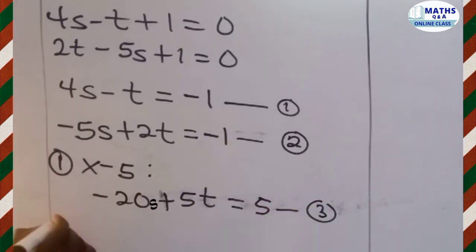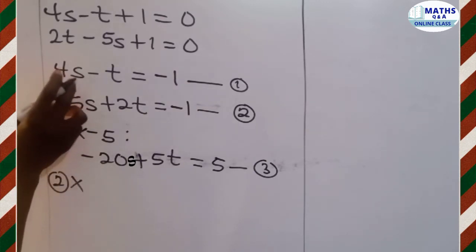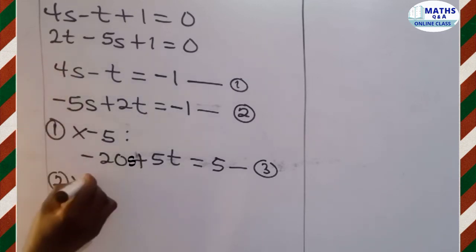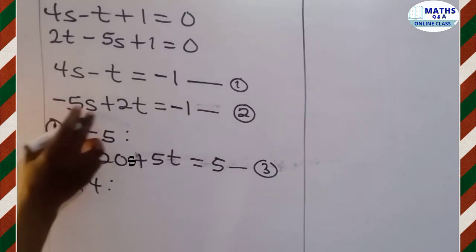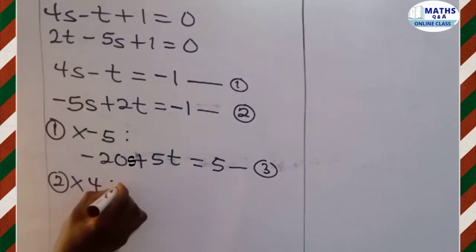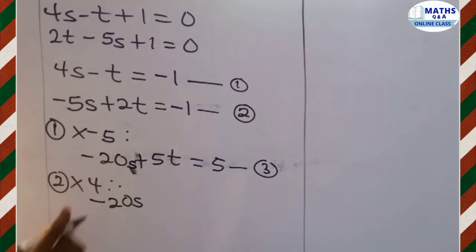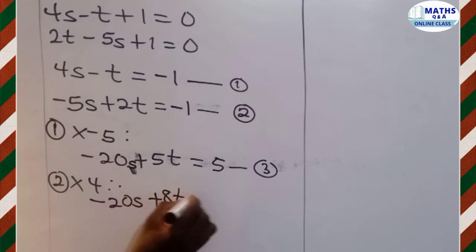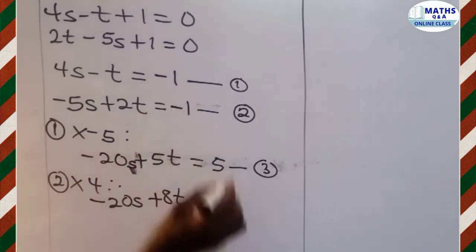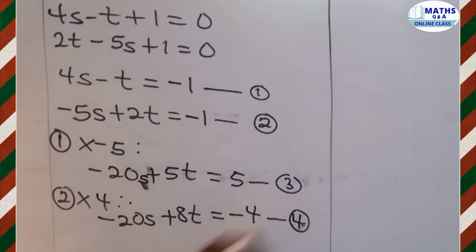We come to equation 2. The number multiplying the s in equation 1 is 4, so we take 4 and multiply it by equation 2. Now 4 multiplying negative 5s will give us negative 20s, followed by 4 multiplying 2t, which will be positive 8t, equal to 4 multiplying negative 1, which will be negative 4. Let's take this as equation 4.